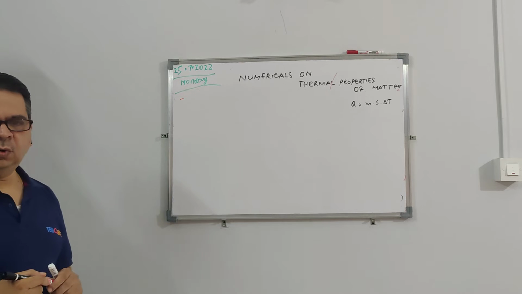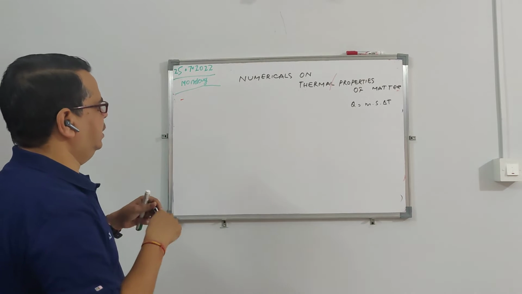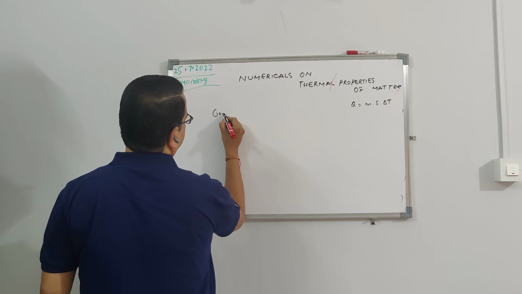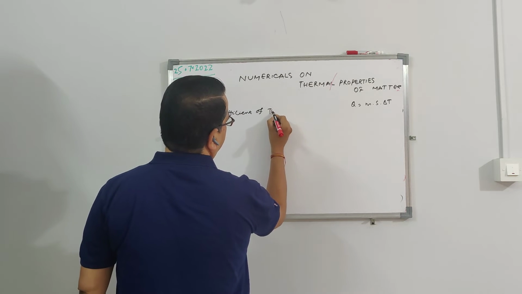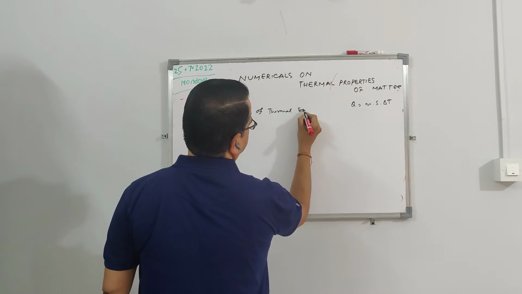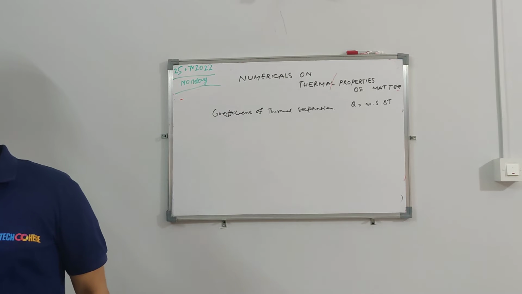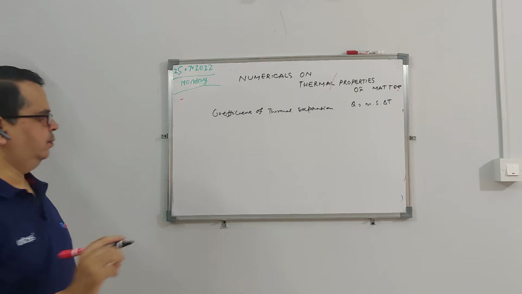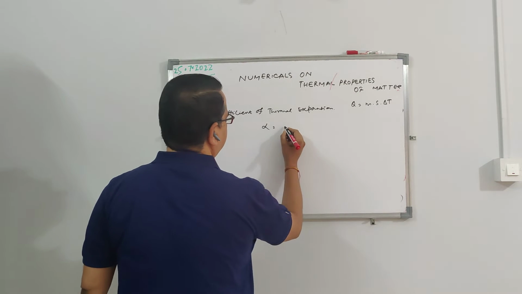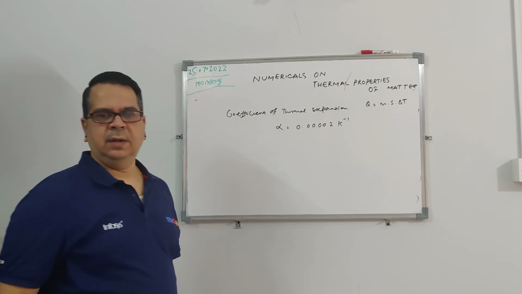This is related to coefficient of thermal expansion. Okay. So this numerical is on coefficient of thermal expansion. So the question goes like this: if the coefficient of linear expansion of a metal is alpha equal to 0.00002 Kelvin inverse.